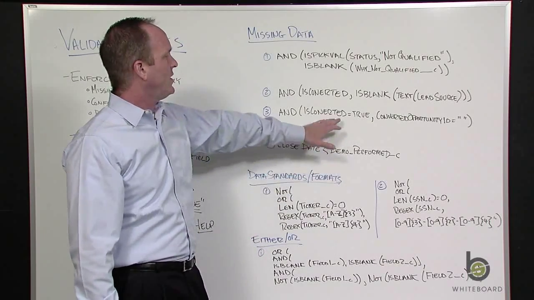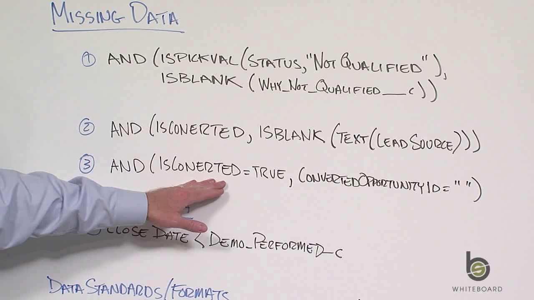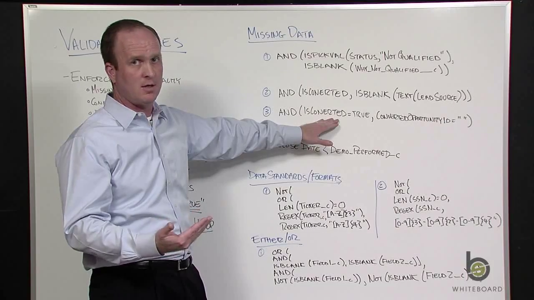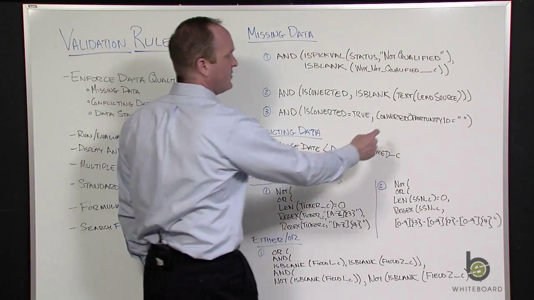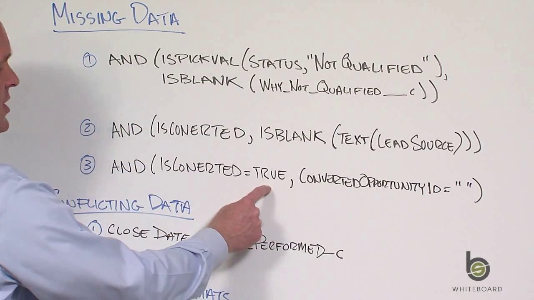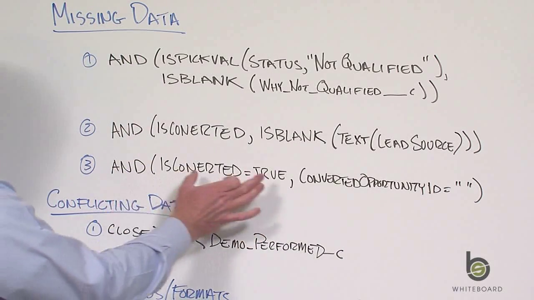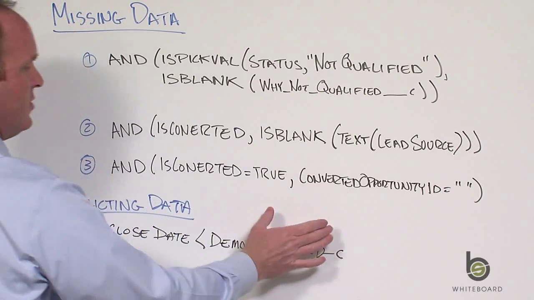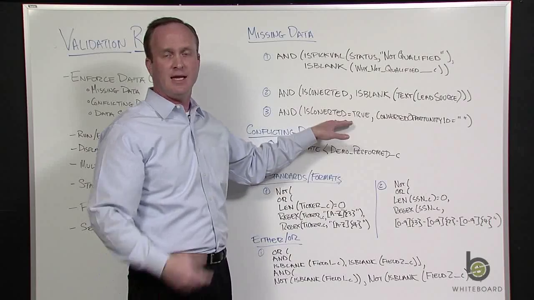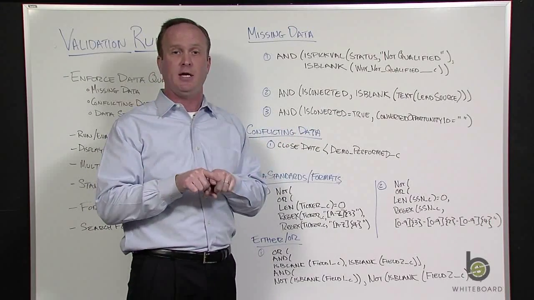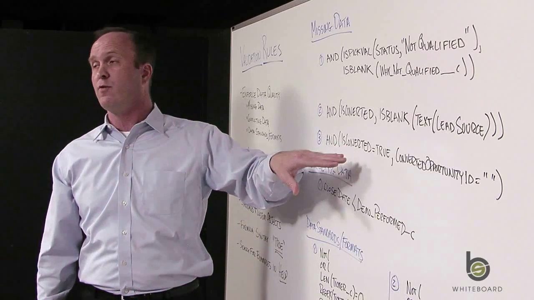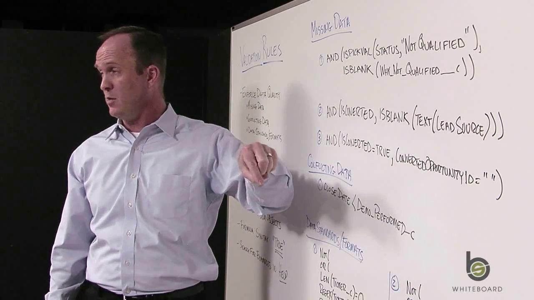So what we're trying to do here, and this is kind of a cool trick, is enforce creating an opportunity on lead conversion. It basically says if the converted opportunity ID equals blank and the lead is converted, so here's our AND statement, this must be true and this must be true. If both of those are true, throw an error. And this is kind of cool because the error displays on the conversion page, not on the lead page.